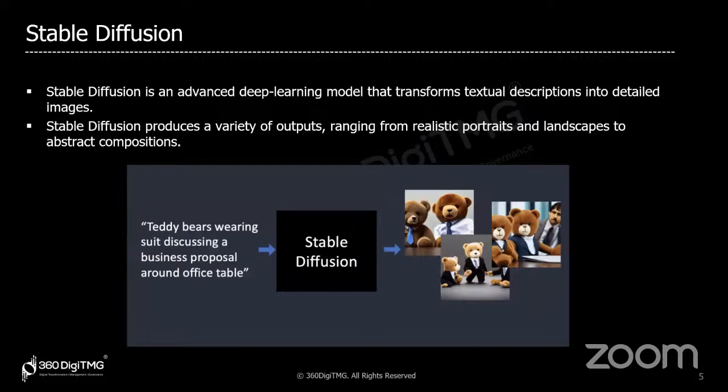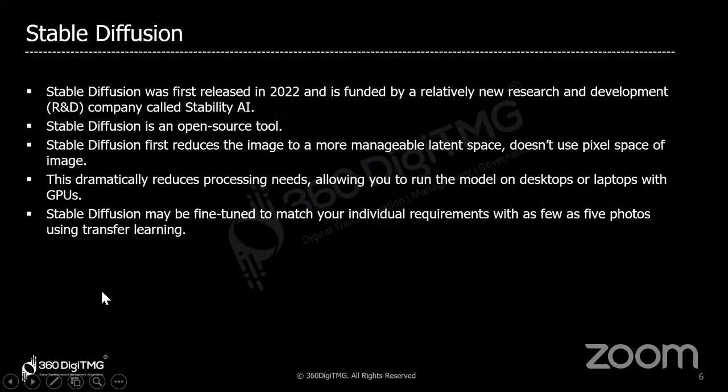The first tool is Stable Diffusion. Stable Diffusion is an advanced deep learning model that transforms a textual description into a detailed image. It produces a variety of outputs, ranging from realistic portraits and landscapes to abstract compositions. See here, one example is given: a teddy bear wearing a suit discussing a business proposal around an office table. This is the text we have given, and this AI-powered Stable Diffusion tool converts the text into the encoded format, makes a relationship between the text and the image, and then generates the output as an image. So the output has been generated.